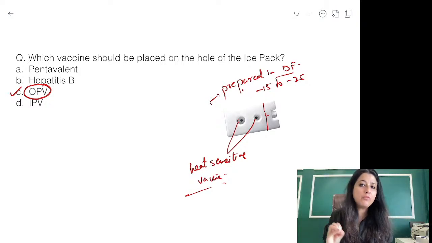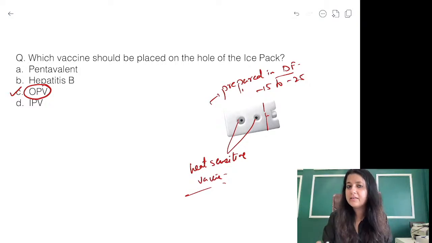और ice pack में water के अलावा कुछ और fill नहीं करना. You will always fill water in an ice pack. Can we move to the next question?